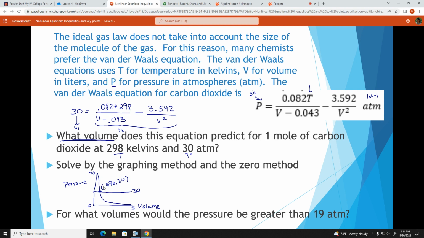All right, so to answer the question, what volume? Well, the volume was the X value. So a volume of 0.696. How is volume measured? Going way up here at the top, V for volume in liters. So that many liters. So the volume would equal 0.696 liters when the pressure is 30. So that's the graphing method.